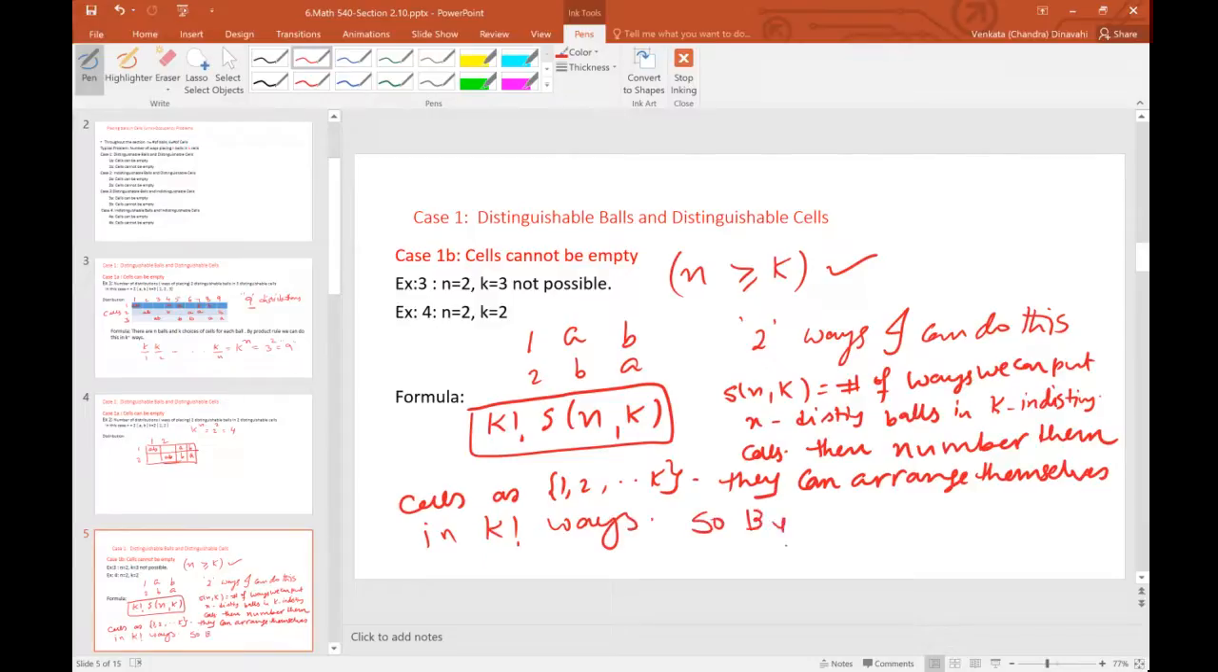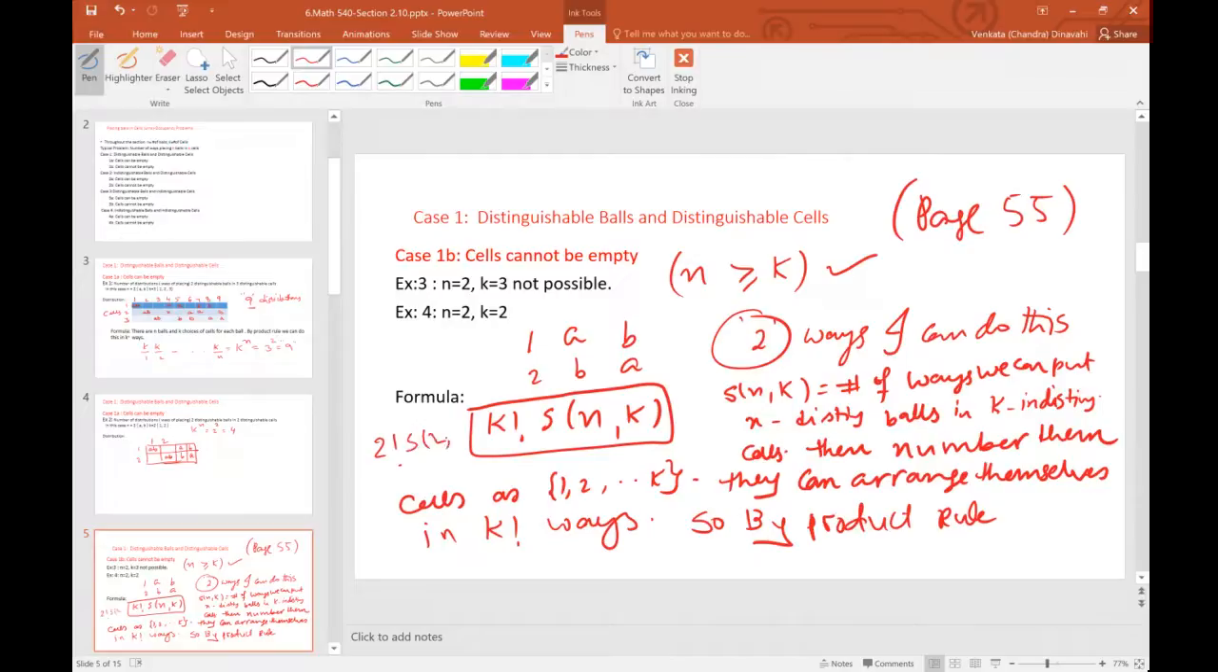So by product rule you get the above answer. Again, this explanation is there on page 55. So for our example, we know that there are two ways you can do this. Here n is 2 and k is 2, that is simply 2 factorial times S(2,2), that is 2 times 1, that is going to be 2. Okay guys, so that is case 1b.